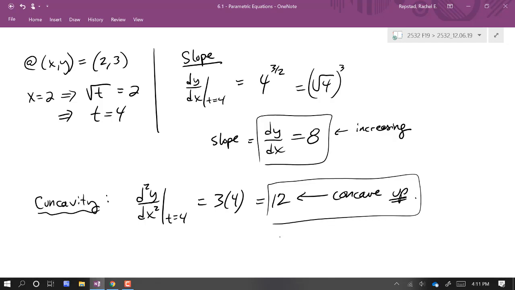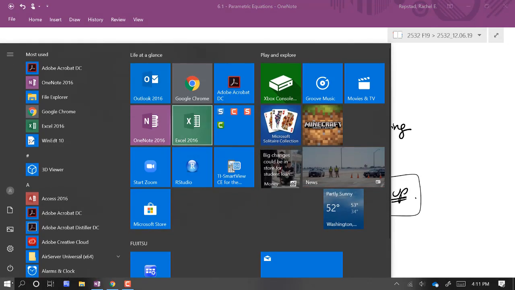Your calculator, the TI-84, TI-83, they can graph parametric equations. They can show you what the curve looks like when you give it a pair of parametric equations. So I just want to show you how that works.